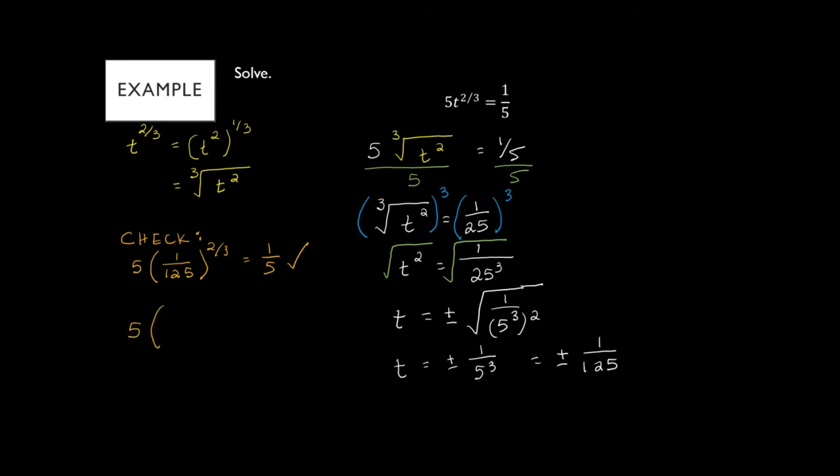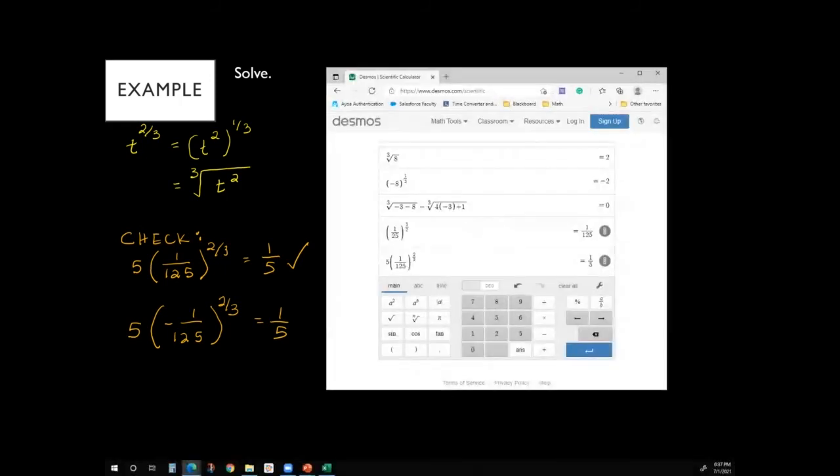And then we need to check our negative answer. So I'm going to bring up Desmos, and basically all I have to do is change that to negative. And then you see that we also get 1/5. So the negative is also working.